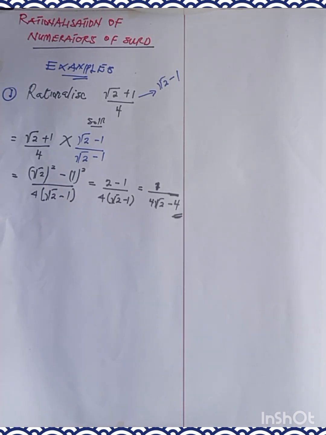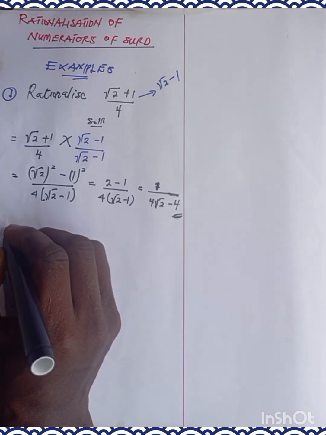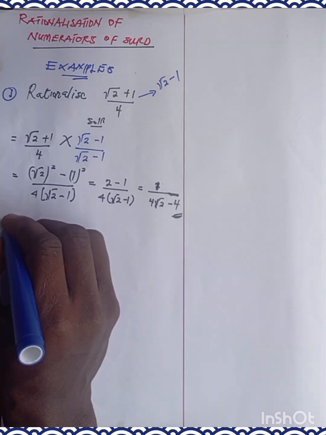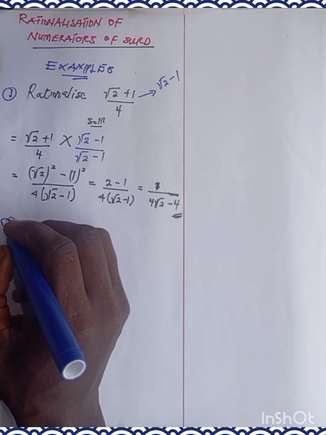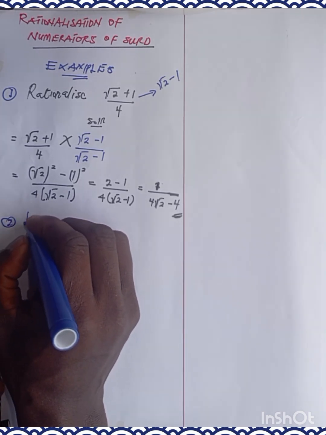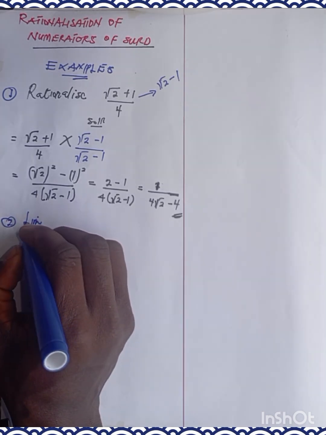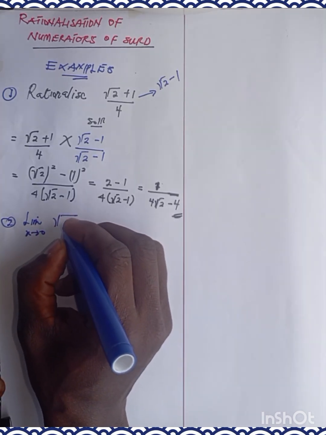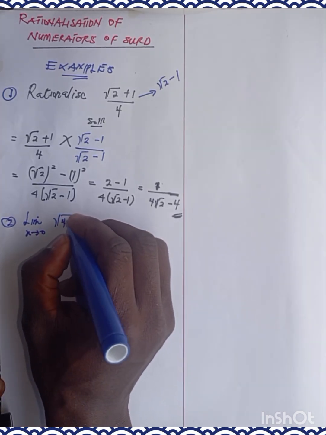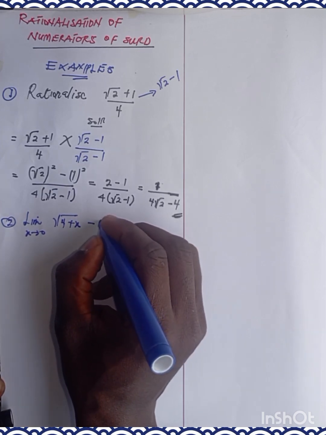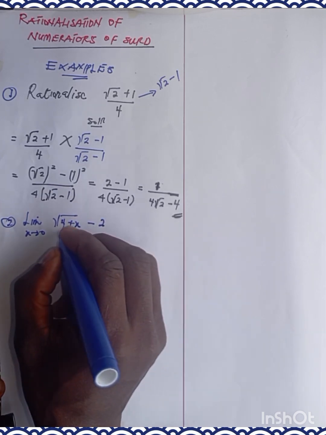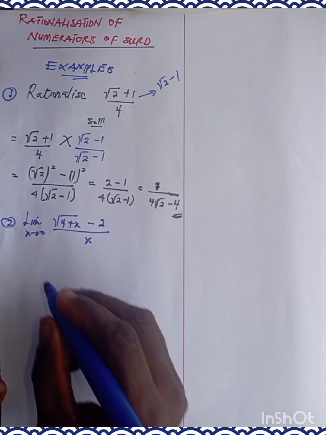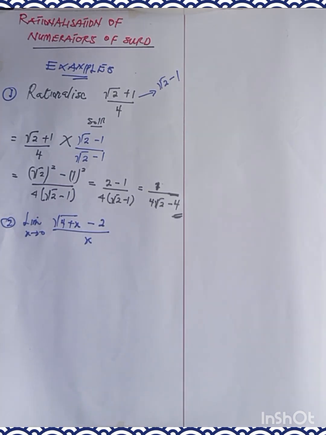So let's take it that you have example 2. We are to find the limit of the function root of 4 plus x minus 2, all over x, as x approaches 0.